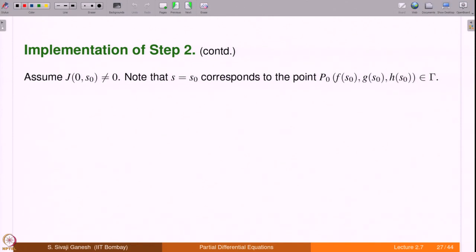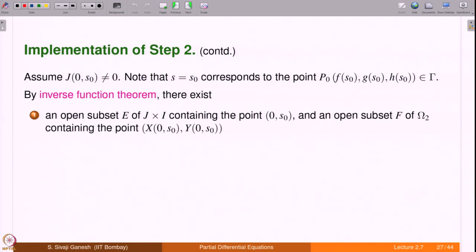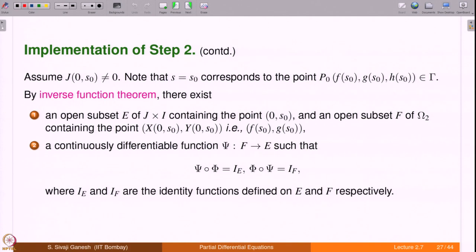Of course, s equal to s naught means the point on gamma will be f(s naught), g(s naught), h(s naught). By the inverse function theorem, there exists an open subset of J cross I containing this point (0, s naught) and an open set on the other side, omega 2, containing the point (x(0, s naught), y(0, s naught)), which is actually (f(s naught), g(s naught)), and a continuously differentiable function from F to E, because this should be the inverse of the function phi. So psi circle phi will be identity on E and phi circle psi will be identity on F. These are the identity functions, okay.